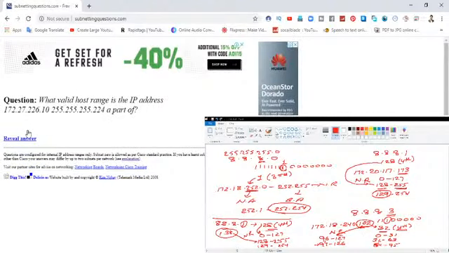What valid host range is the IP address? The answer would be 172.27.226.1 to 172.27.226.30. 1 to 30 would be the answer. Let us check the answer. Absolutely right. You can see here 1 to 30 is the answer.